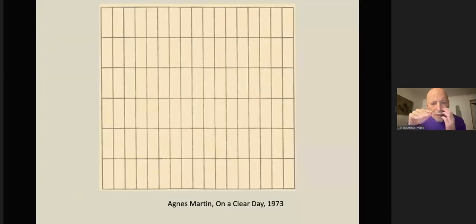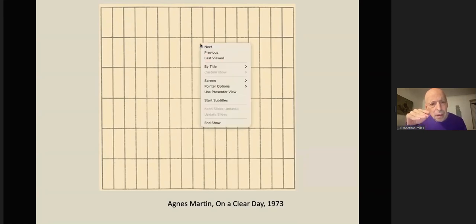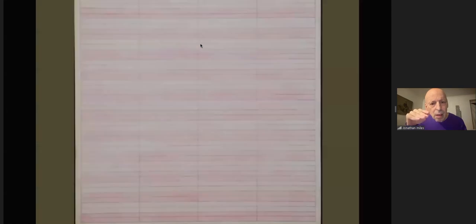Agnes Martin, On a Clear Day: she primarily used a grid structure for her paintings. But it's far from being a sort of mechanical grid; it's very sensuous, very subtle, almost very serene, sort of mystical rather than mechanical.